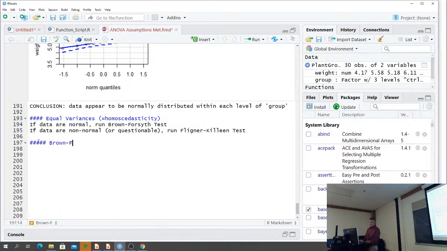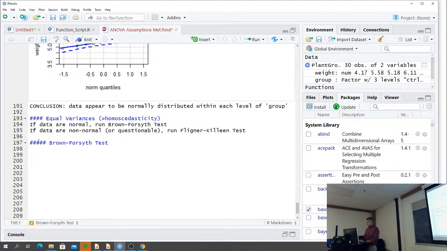And we're going to set up another one. And I'll show you how to do the Fligner-Killeen because, again, Fligner-Killeen you can run even if we're normally distributed. The problem is that Fligner-Killeen is a non-parametric test and has less power to detect the unequal variances. So we prefer the Brown-Forsythe test.